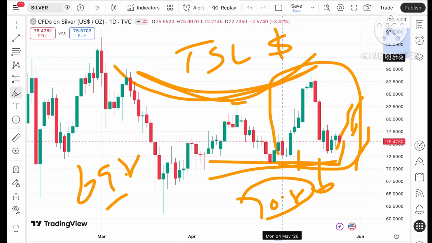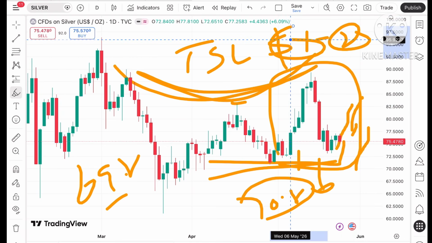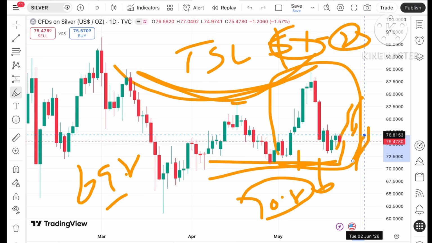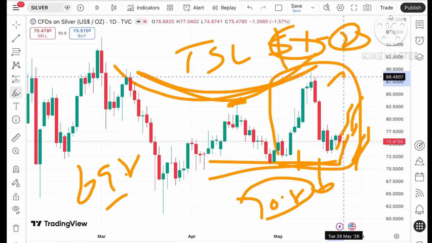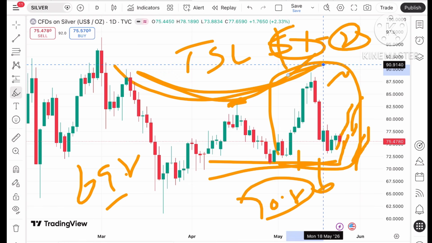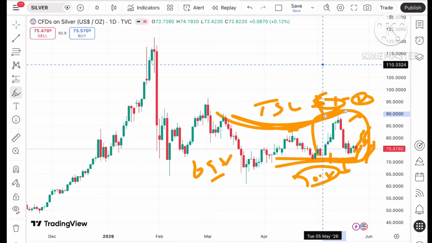So trailing your SL by around $1 or $2 is important if the price sustains above a level of around 76.8, and once it started going above this level, probability will be high, it can cross a level of 88 or it can cross a level of 89. This is what we can see.